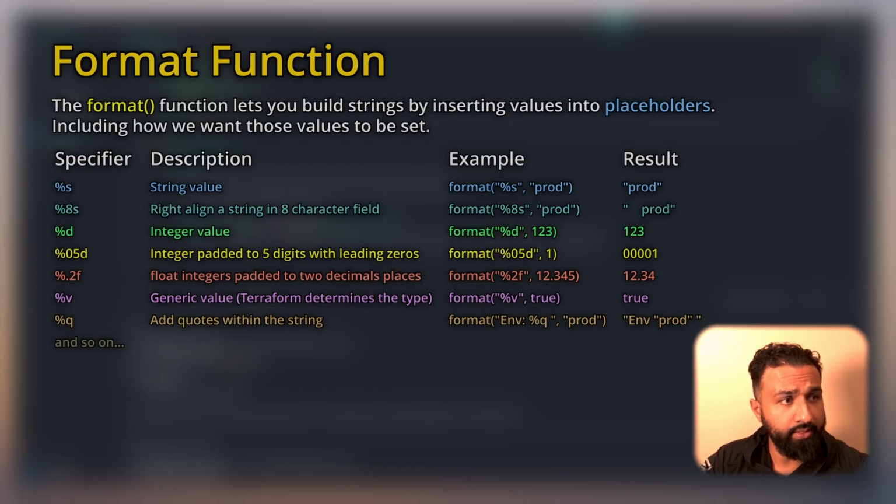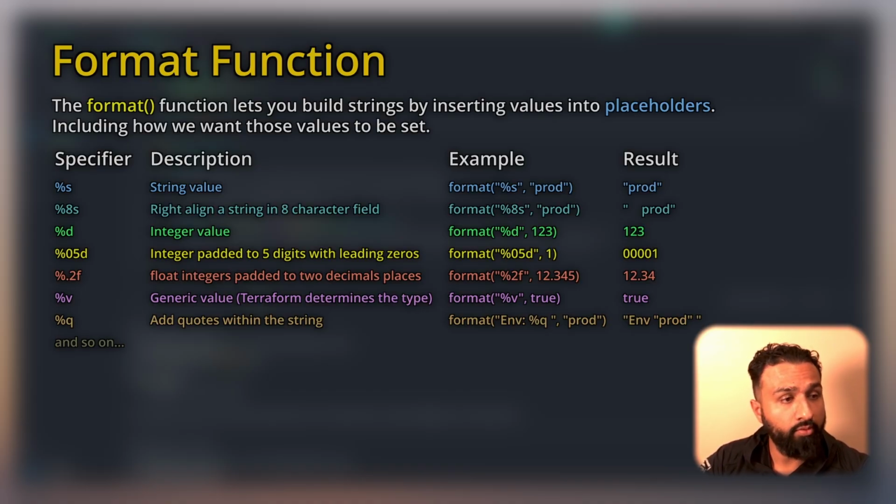For example, %03d. % means formatting instruction. 0 means pad the values with leading zeros. 3 sets the minimum width to 3 characters. And d formats the value as a decimal integer. And then earlier we used %s. s simply tells Terraform to format the value as a string. This makes it behave similarly to string interpolation.